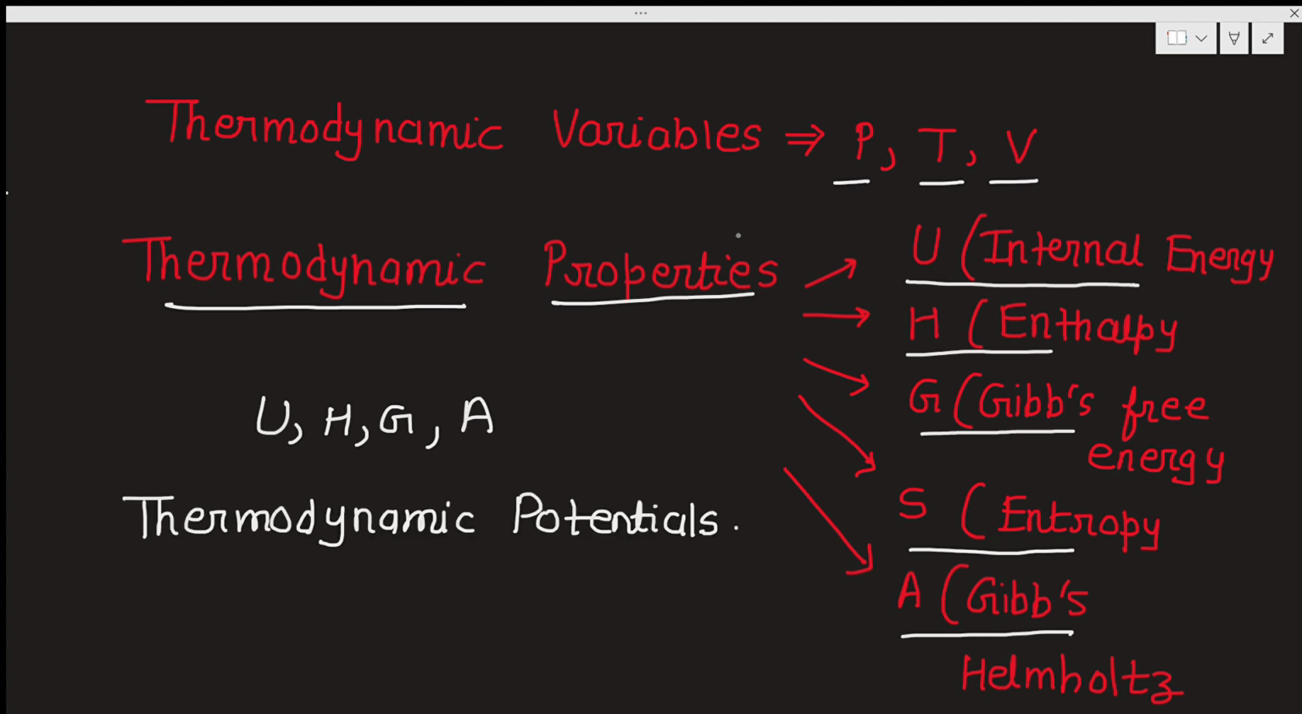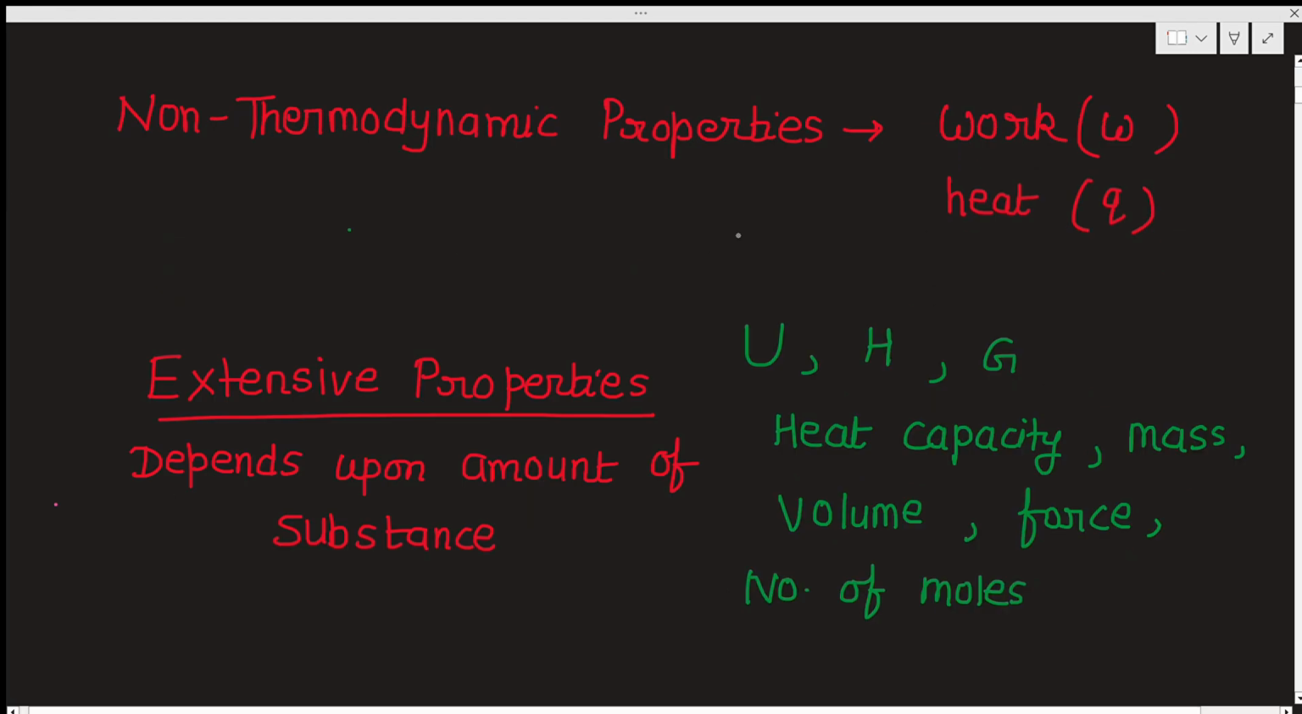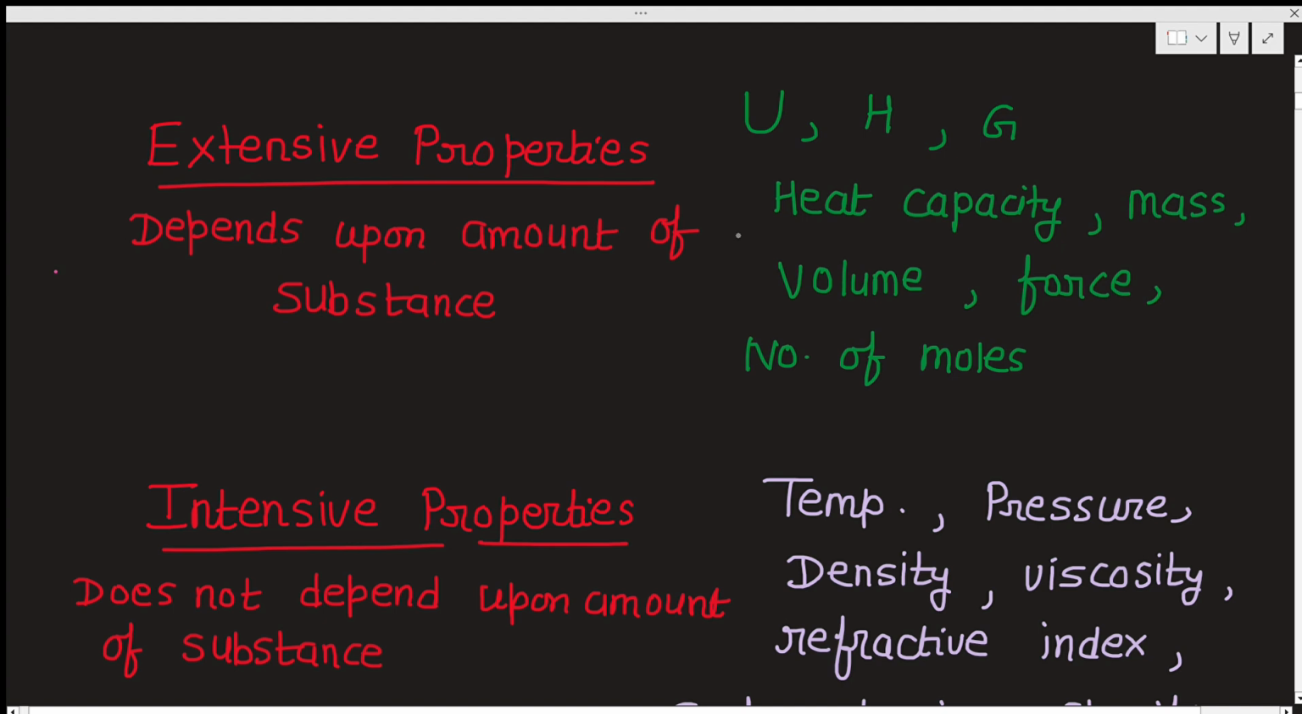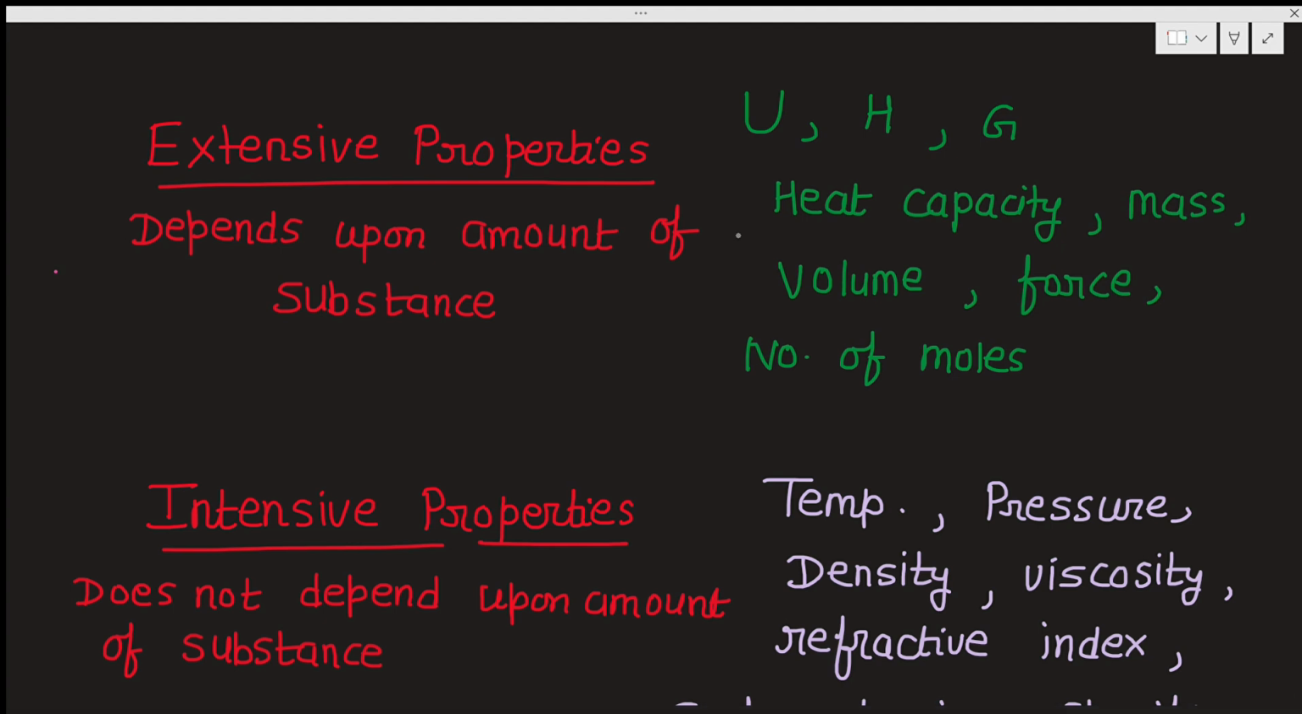Now there are the non-thermodynamic properties also. It means these properties are not state functions and are not related to the state. These are work and heat. Next thing is the extensive and intensive properties. Extensive property means that it depends upon the amount of the substance. It means it will change when the amount of the substance changes. These are internal energy, enthalpy, Gibbs free energy, heat capacity, mass, volume, force and number of moles.